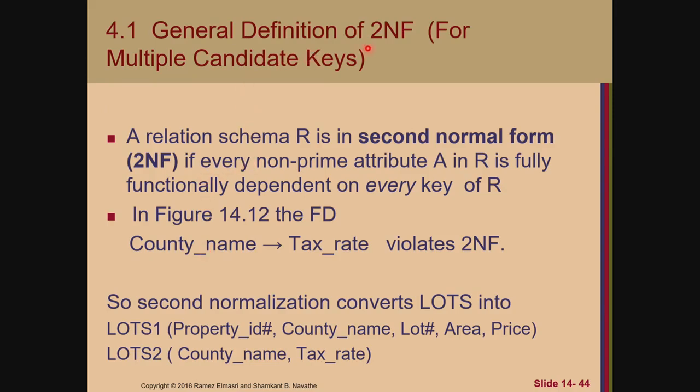And the general definition of second normal form for multiple candidate keys. A relation schema R is in second normal form if every non-prime attribute A in R is fully functionally dependent on every key of R. So in the previous figure, country name determines tax rate, which violates second normal form.